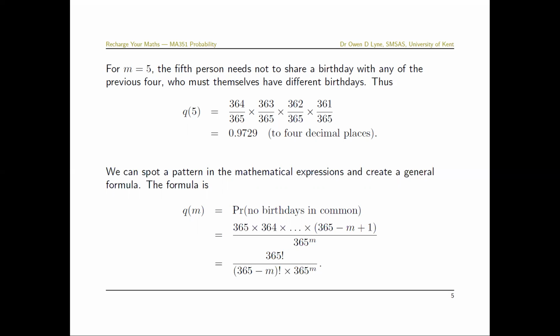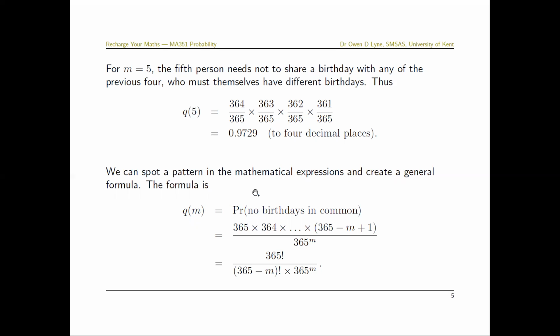Now it's going to be quite tedious to calculate that all the way up to 365. But what we can do is spot a pattern in these mathematical expressions and create a general formula. And that's often the power of mathematics. It's something we'll use a lot in probability. Find a general formula so we don't have to work all of these out one by one. So if we have m people in the room, what's the pattern? The easiest thing to do is imagine that I have a 365 over 365 at the start of the expression.